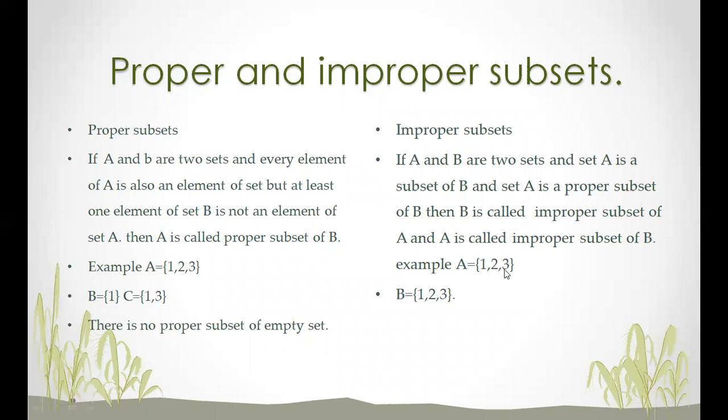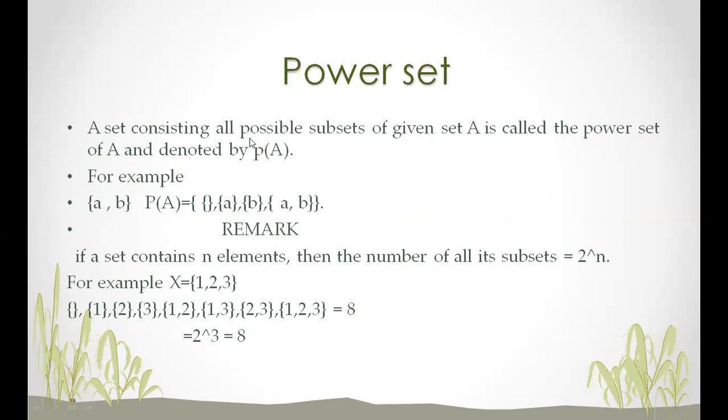So next, move forward. Power set. Next we see the definition of a power set. A set consisting of all possible subsets of a given set A is called the power set of A and is denoted by P(A). It means we collect all possible subsets and write them in a bracket. Then it is called the power set.